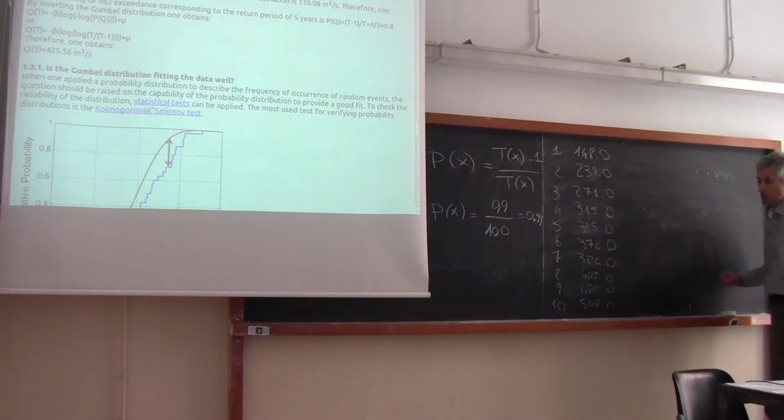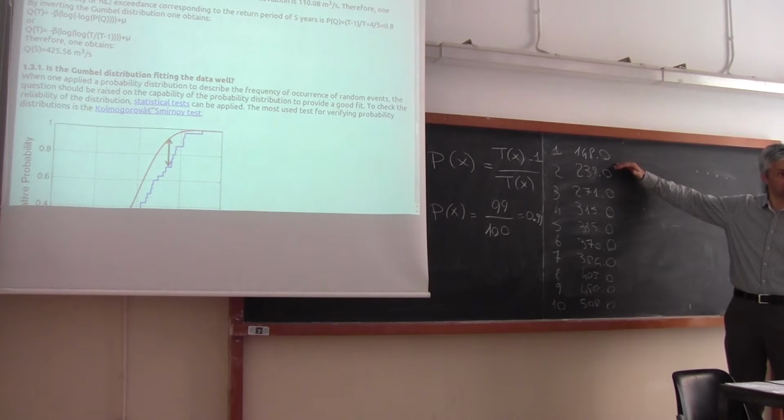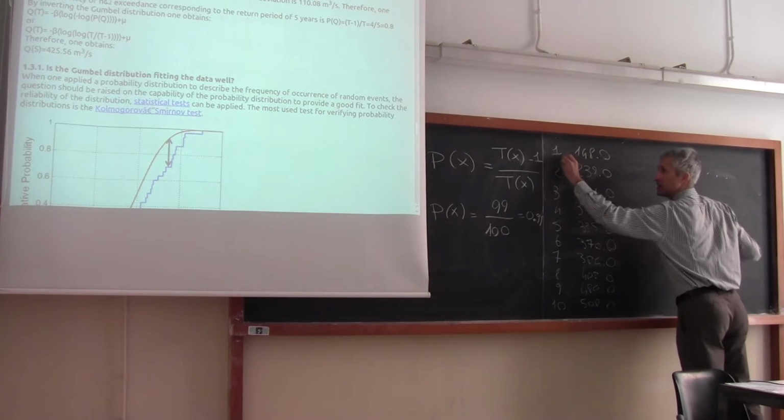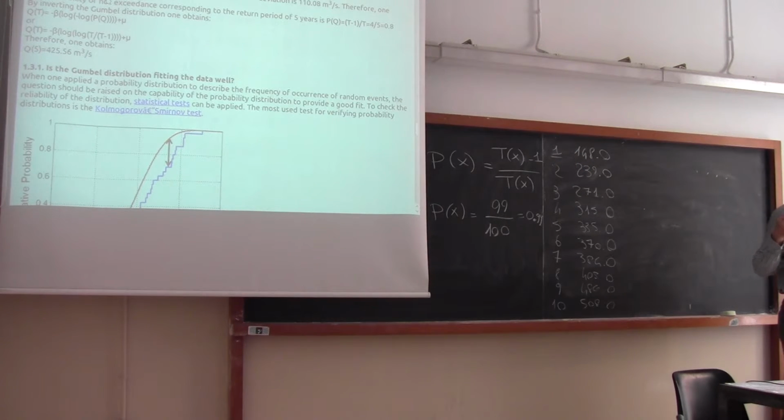How many times was this number not exceeded? This number was not exceeded only one time, okay? Because for all the other occurrences, it was exceeded. So 148 was not exceeded only one time, which is the rank here. The rank indicates the number of not exceedances.